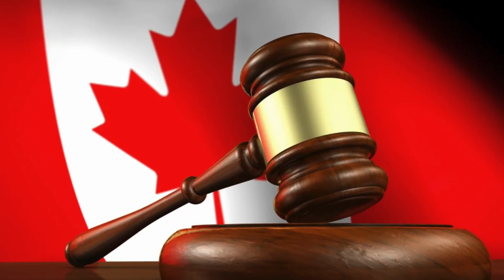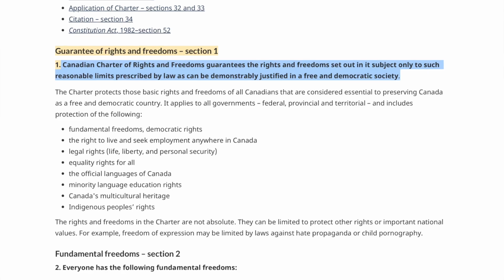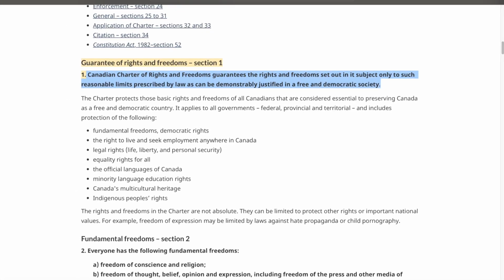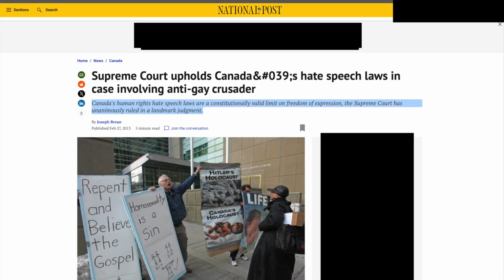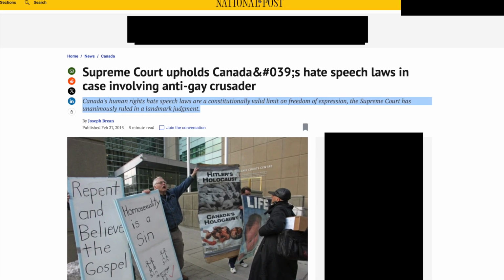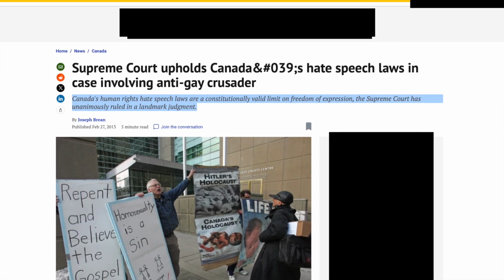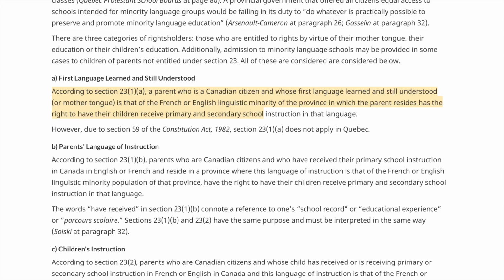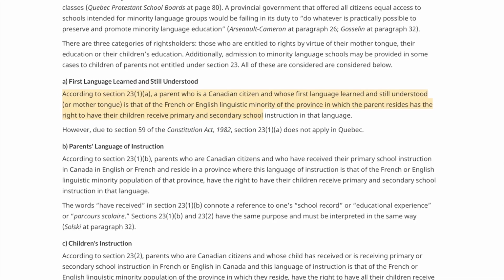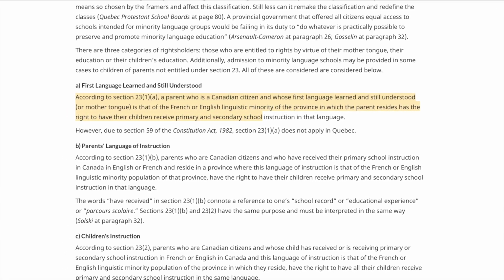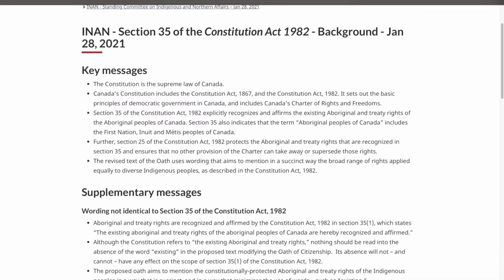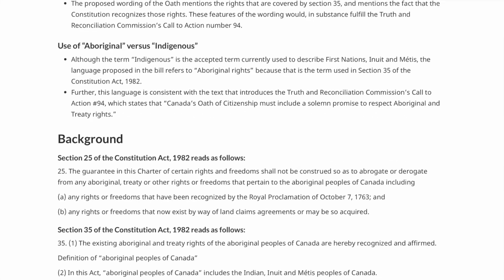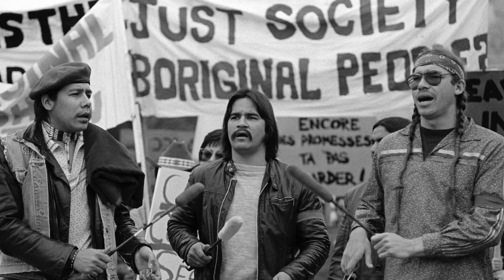But these rights aren't absolute. Section 1 allows reasonable limits if they're justified in a free society. For example, courts have upheld hate speech laws as a balance against equality rights, though some argue this risks overreach. The Charter also protects minority language education rights, but in Quebec, those rights need provincial consent, which hasn't been given yet.